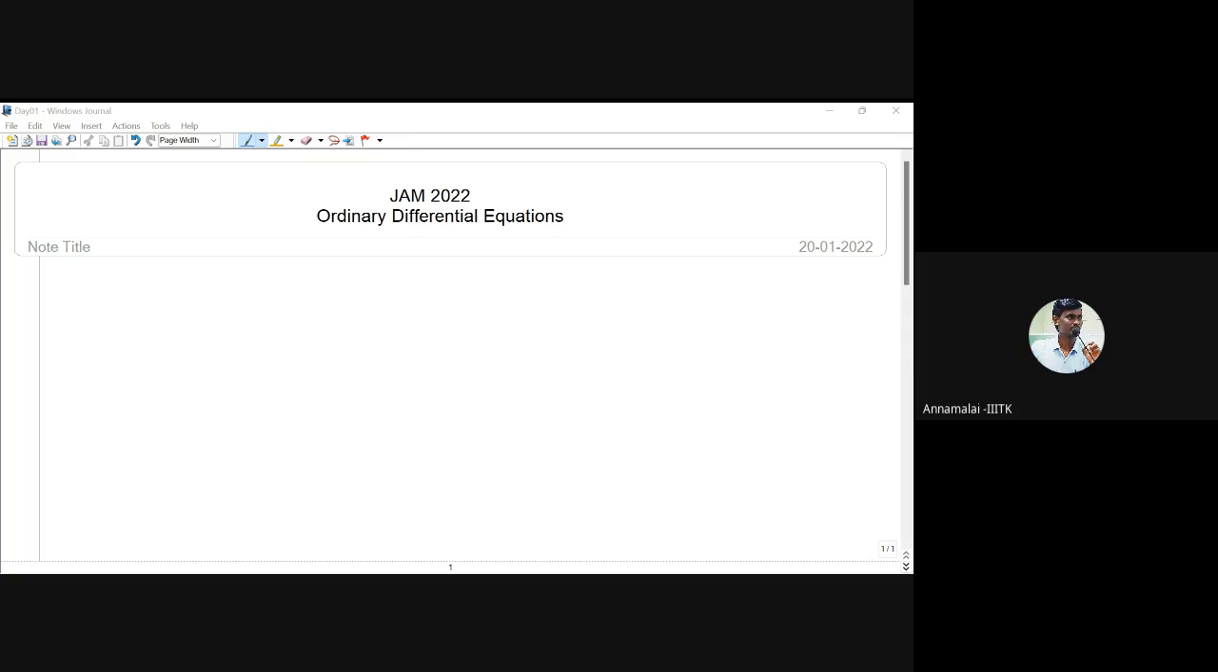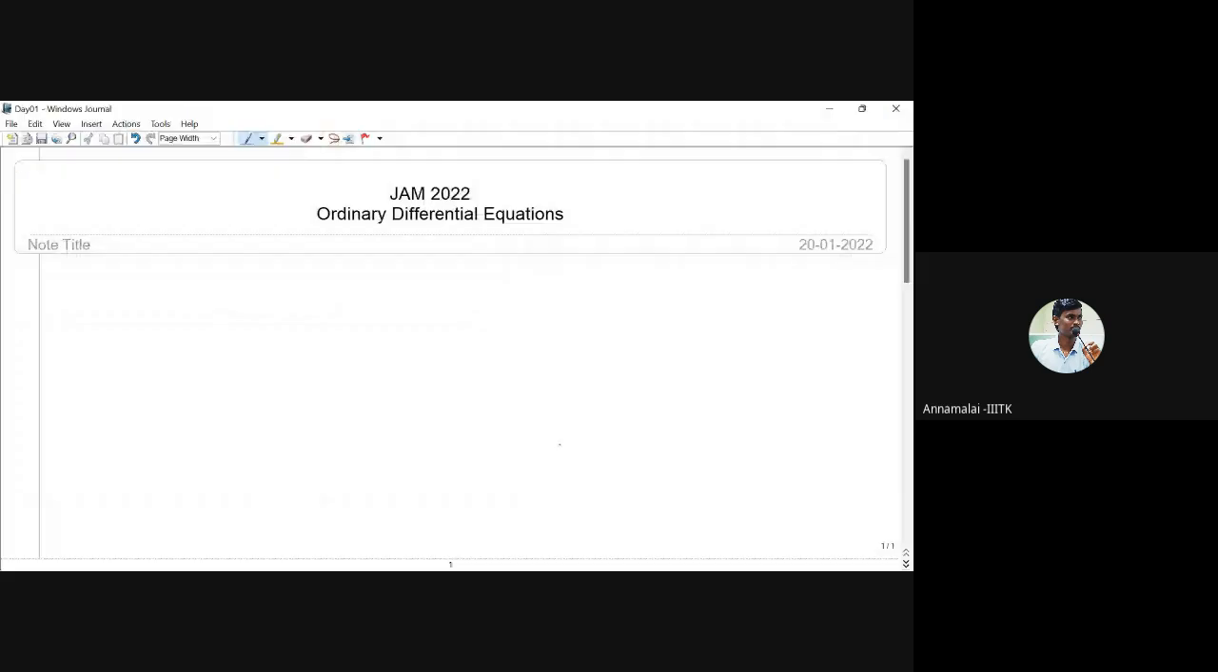Okay, in this class we are going to start differential equations, ordinary differential equations. So first, linear differential equations. You all know what a differential equation is. A differential equation is an equation that contains the dependent variable and the derivatives of the dependent variable with respect to the independent variable.